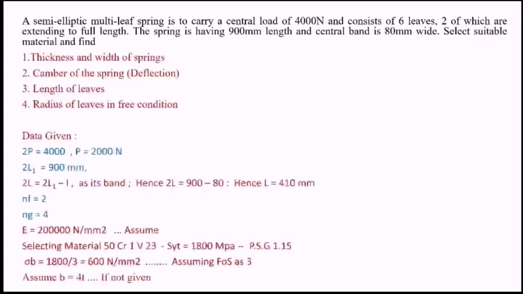The other thing is we need to select suitable material. So I will be using 50CR1V23, the yield stress for which is 1800 MPa. Assuming factor of safety as 3, I will get sigma B is equal to 600 Newton per mm square, and assuming b is equal to 40.